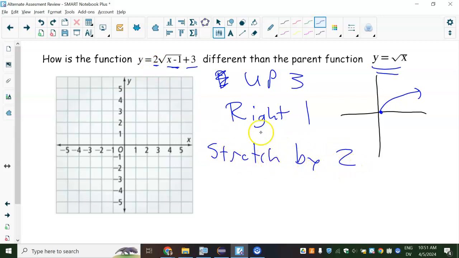by 2. And it asks just how it is different, so you just have to list these transformations. We could draw it if we really wanted, but the main thing is to just list them. If you want to see a picture, it's right 1, up 3, like that, and then a stretch by 2 would just make it go up faster than it did before.